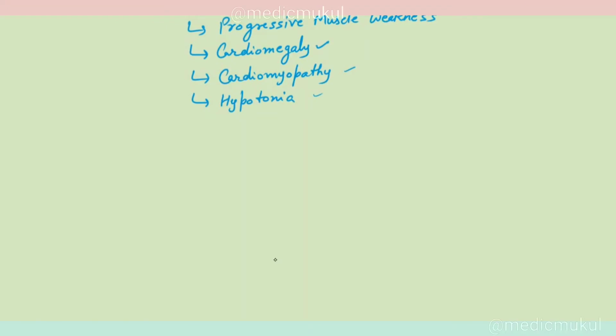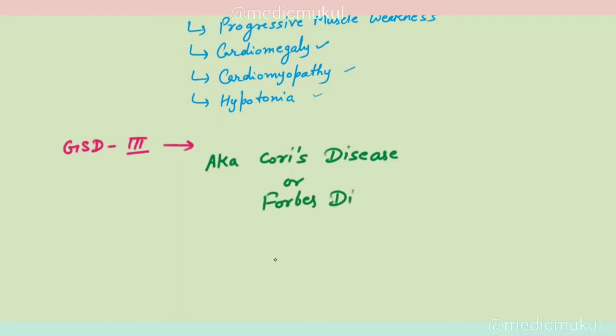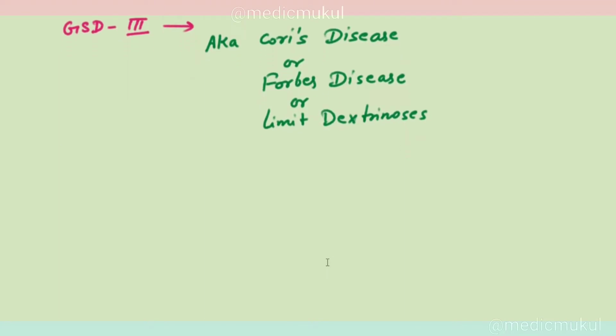Then next is GSD3, glycogen storage disorder type 3. We call this disorder Cori's disease. What do we call it? Cori's disease. Also we can call it Forbes disease. And it is also known as limit dextrinosis. Dextrin, you know, is an intermediate product of glycogen metabolism. Why we call it limit dextrinosis, we will see.